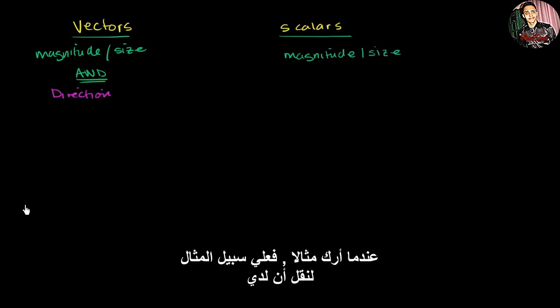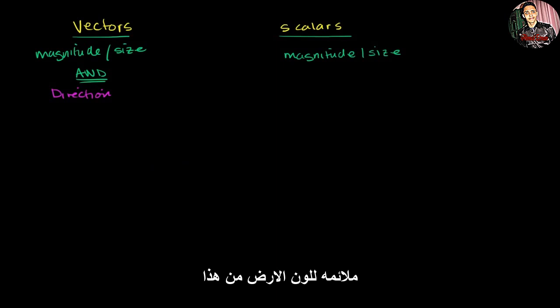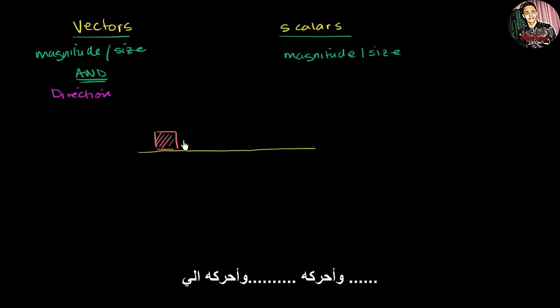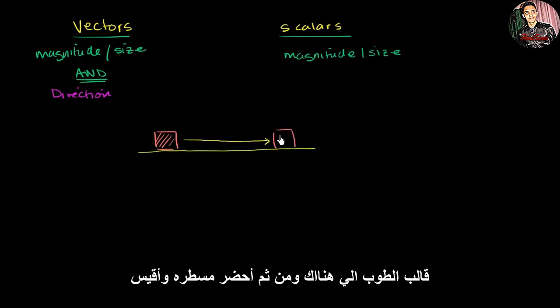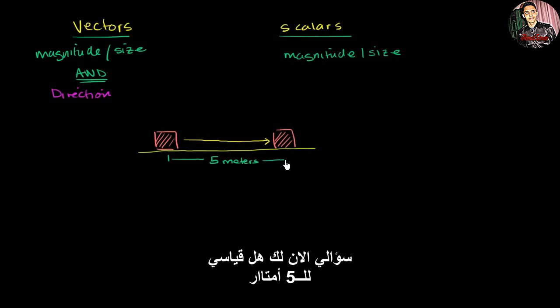For example, let's say that that's the ground right there. Let me do the ground in a more appropriate ground-like color. So this is green right over here. And let's say that I have a brick on the ground. And I pick up that brick and I move it over to this place right over here. So I move the brick right over there. And then I take a ruler out and I say, wow, I have moved the brick 5 meters.